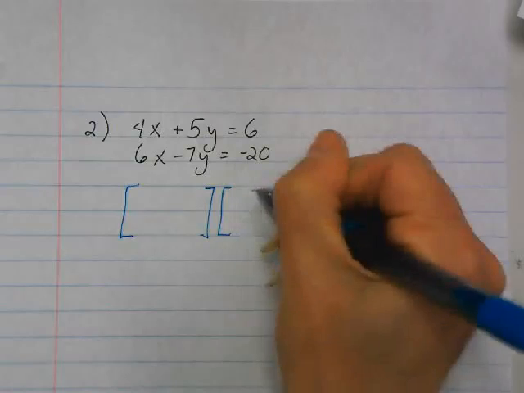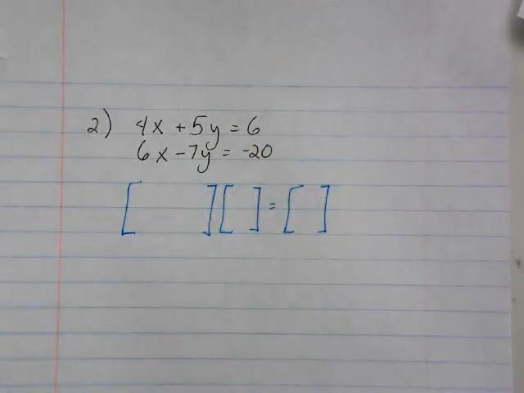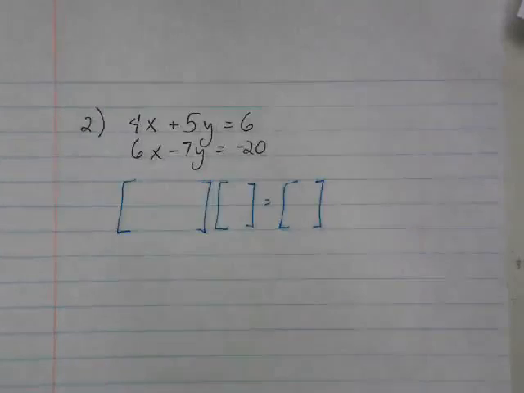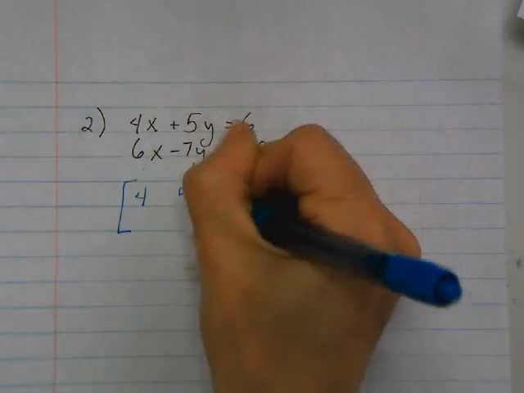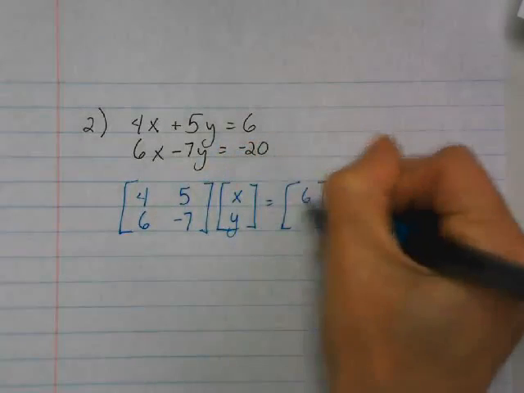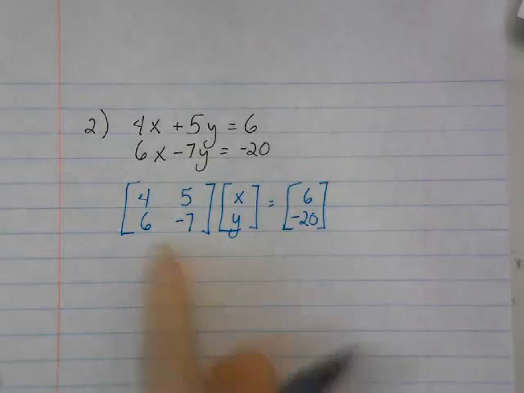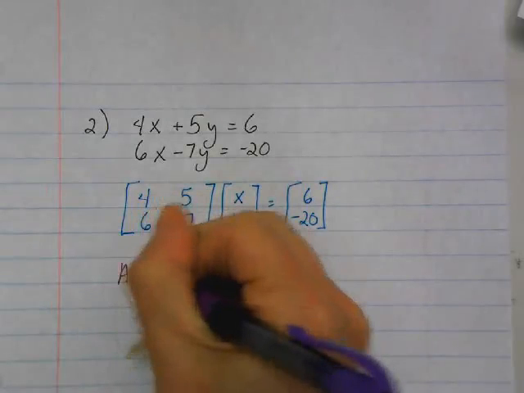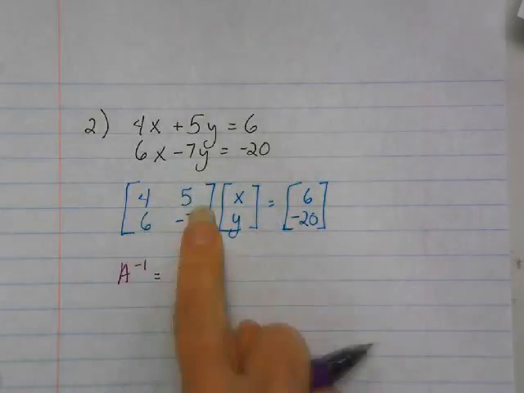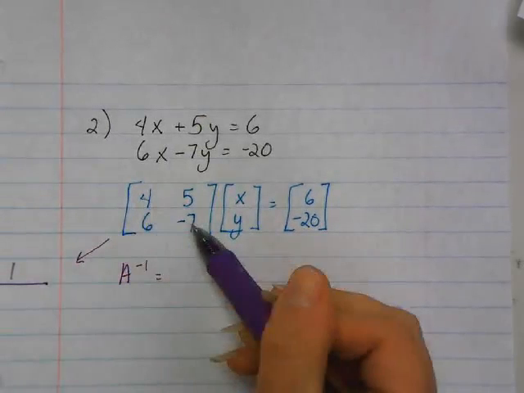And I'm going to pause for just a moment and let you go ahead and fill that in. Alright, I have 4, 5, 6, negative 7, x, y, 6, negative 20. Does yours match mine? Alright, I want you to write the inverse of this matrix. So the first thing I need to do is go over to the side and do 1 over AD minus BC.